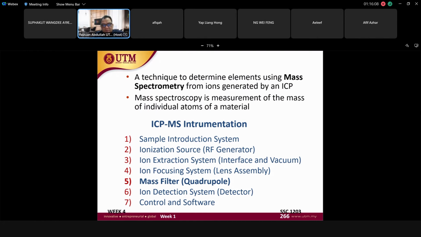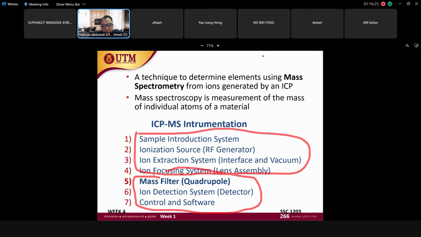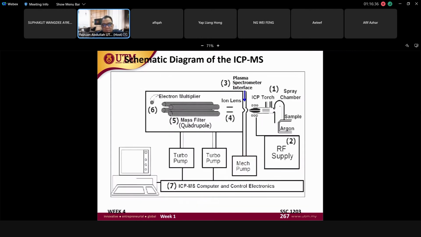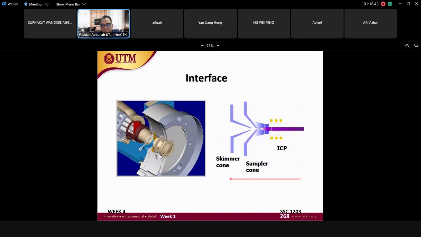The instrumentation: we have the plasma generation part similar to ICP-OES, okay. And then the difference is we have the mass filter, the quadrupole, and also an ion detection system. Because we are not measuring emission of light here, we are measuring with a mass spectrometer. Mass is the mass to charge ratio of the element.